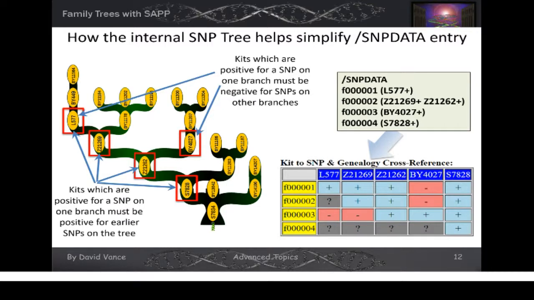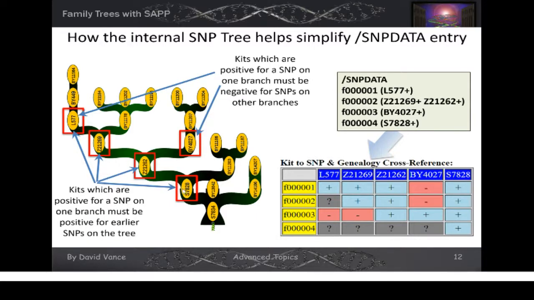But if you know that you have an internal tree, like this one over here on the left, and you know that L577, Z21269, Z21262, S7827, and BY4027 all sit in this configuration on the tree, you can start to draw conclusions as to how this group is related to each other.